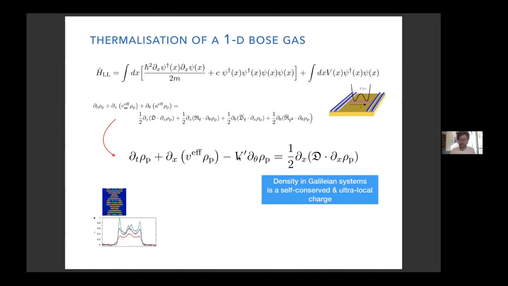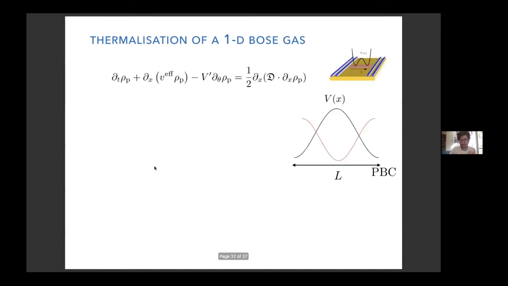And now we can run this equation. And I already showed you, this equation shows positive entropy increase, and entropy increases until you reach a stationary state. And the stationary state actually has to be the thermal state. So in a sense, we already know the answer. The answer is yes, at least hydrodynamics predicts that the gas will thermalize.